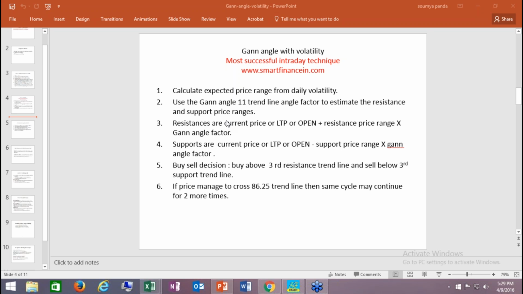So using that one standard deviation formula, we have calculated a price range, and we have used it with the last traded price of the instrument to calculate the trend points, and that particular method is highly successful in intraday as well as in positional trade. So this is what I have told so far, and today I am going to take up Gann angle and volatility.